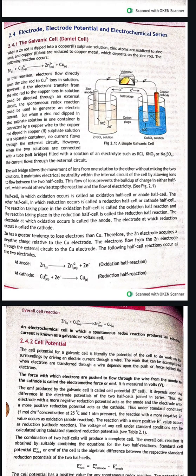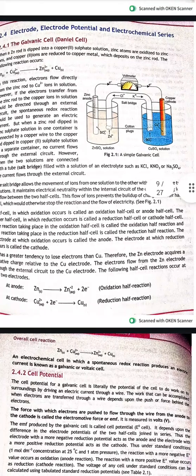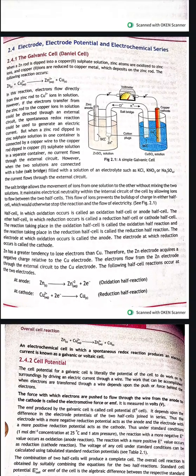So this is basically the setup of a simple galvanic cell. Here we have ZnSO4 solution and CuSO4 solution. They have both electrodes, the zinc anode and copper cathode, and they both are connected with the voltmeter, and in the middle we have the salt bridge that maintains the salt concentration of the solution, and is filled with some electrolytes such as KCl, KNO3, Na2SO4.